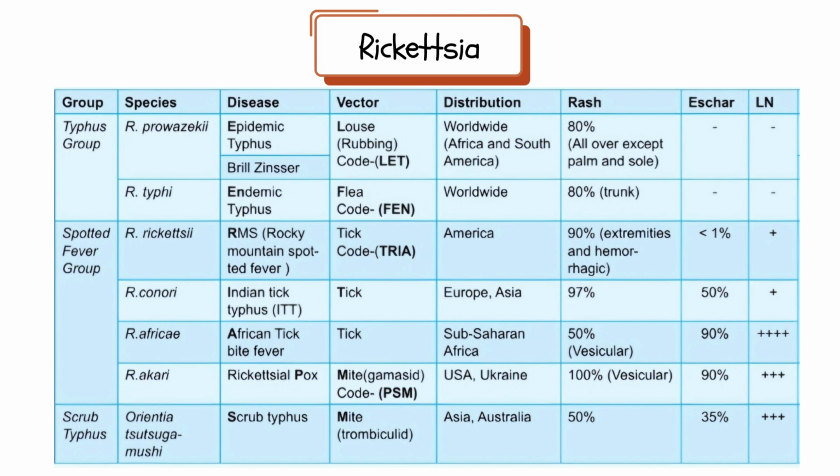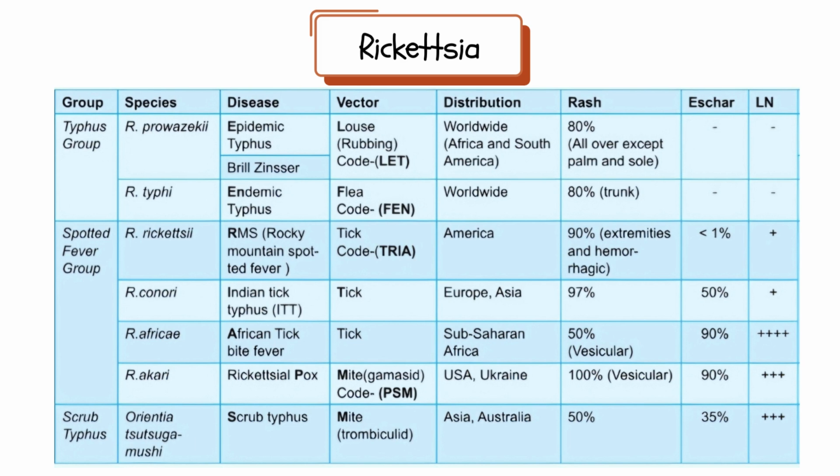In that, 80% present with rash, and the rash can be seen all over except palm and sole. The endemic typhus is by Rickettsia typhi, and the vector for that is flea. The spotted fever group is Rickettsia rickettsii, Rickettsia conorii, Rickettsia africae, and Rickettsia akari. Rickettsia rickettsii is the most important one, that is Rocky Mountain spotted fever, and the vector for that is tick. So Rickettsia prowazekii epidemic typhus is louse-borne, and Rickettsia rickettsii, Rocky Mountain spotted fever, is tick-borne.